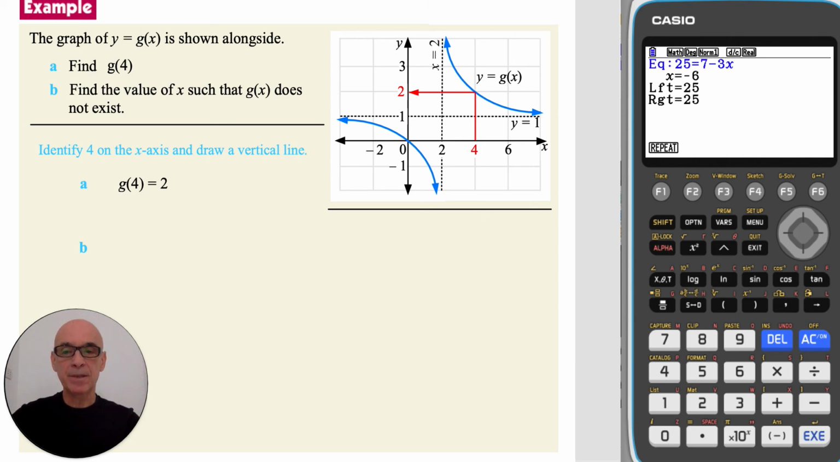In part B, to find the value of x such that g of x does not exist, we need to identify the value of x that cannot be mapped. If we draw a vertical line at x equals 2, we see that it does not meet the graph. So when x equals 2, no output value exists. And we say g of x does not exist.